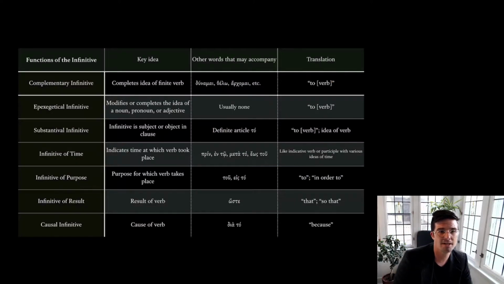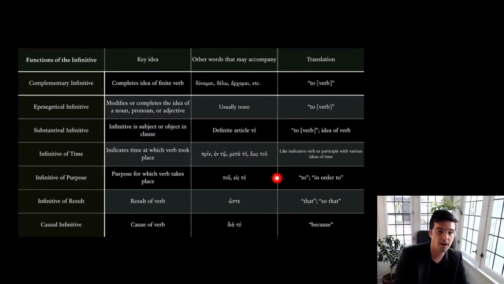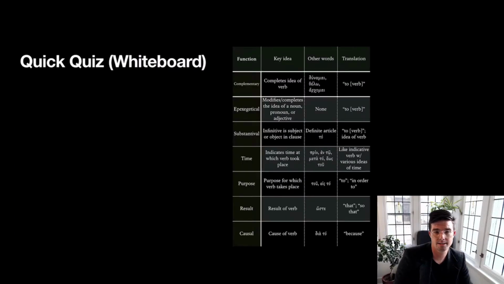And so then what I've given you here, and I've given you this also in a single PDF document, a single PDF page, is the different functions of the infinitive. Sort of a cheat sheet for looking back to how the infinitive should be translated when you come across it in a Greek sentence. And then the last thing we're going to do here is another quick quiz where I'm going to ask you to identify the different uses or functions of the infinitive from different sentences here.